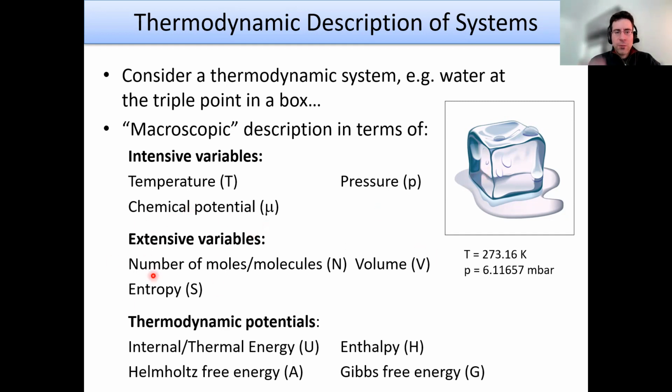Whereas extensive variables scale with the size of the system. So numbers of moles, obviously, if you double the size of the system, you will double the number of moles or molecules, same with the volume, same with the entropy.